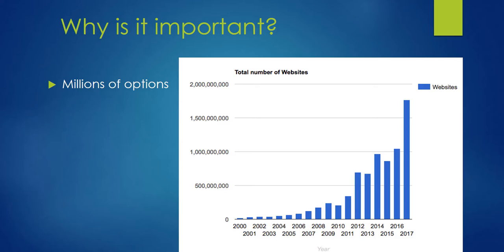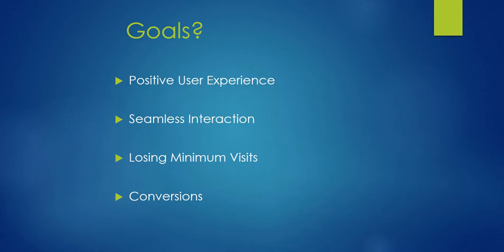So next, let's talk about the different goals of usability. The primary goal is to achieve a positive user experience, one where the user will want to return. Another goal is a seamless interaction. Ideally, the user doesn't have to think very hard about how to navigate your website or find the information they're looking for. The website design and layout is intuitive and simple.